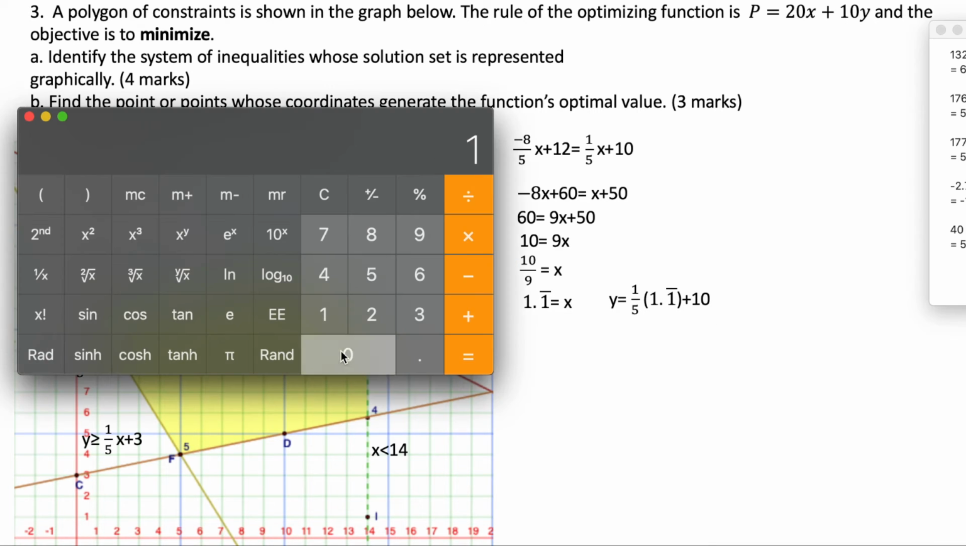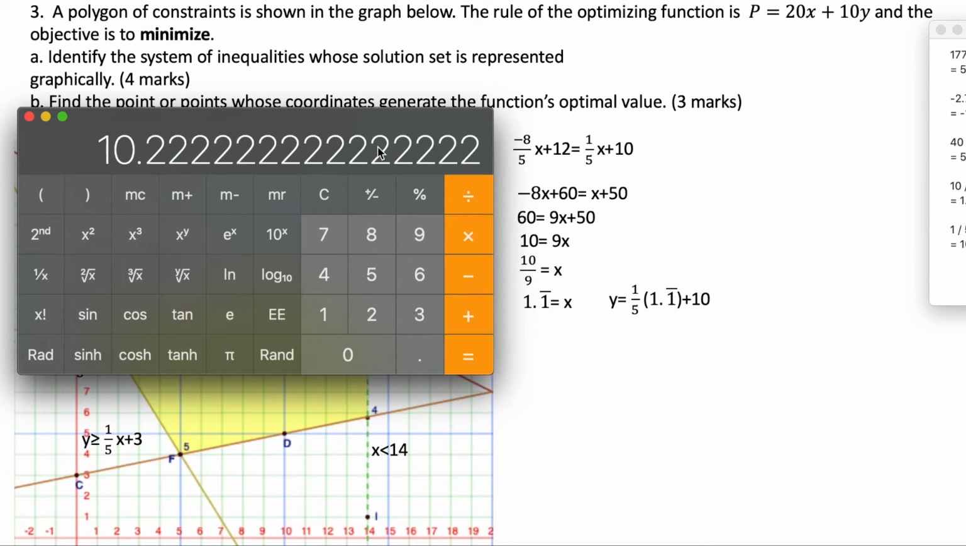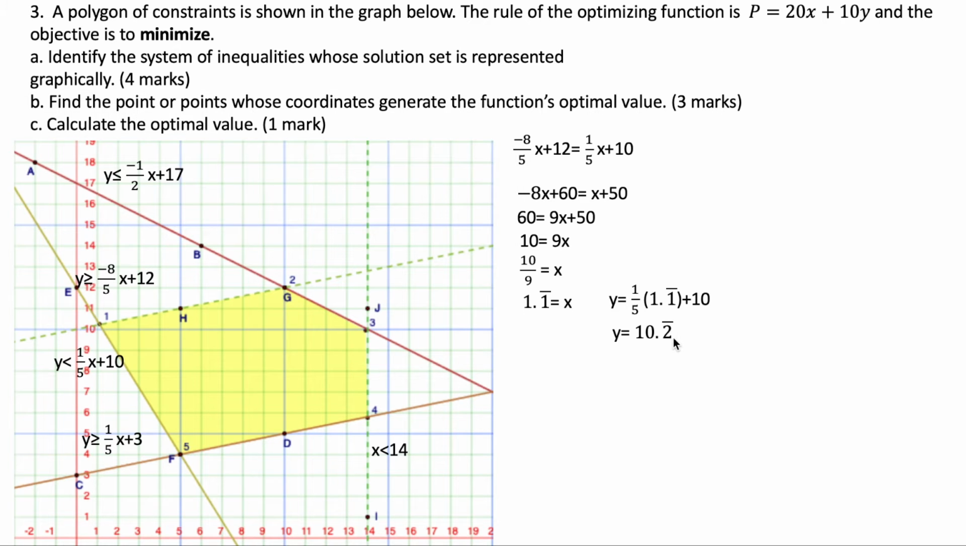10 divided by 9 and you get 1.1 repeating. Or you can just say 1 divided by 5 times 1.1111. Just put a whole bunch of ones until you get tired of putting them in. Plus 10 is equal to 10.2 repeating. That's our vertex. I will draw the vertex right there.